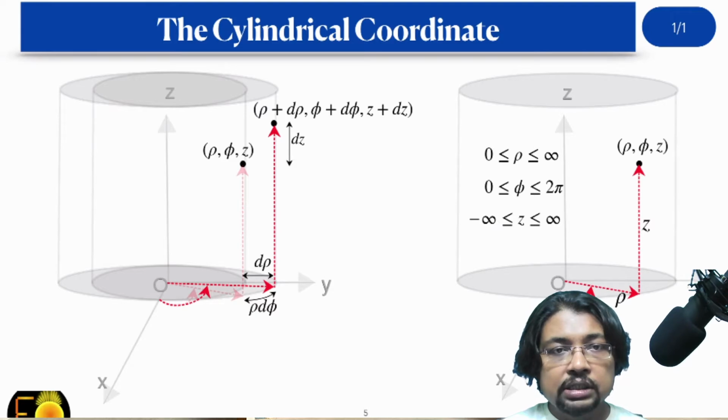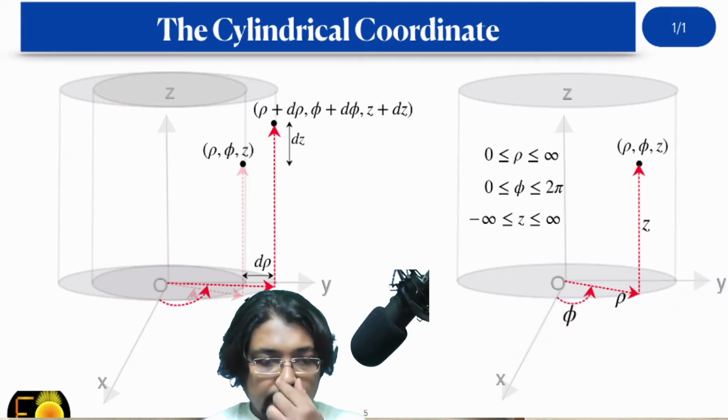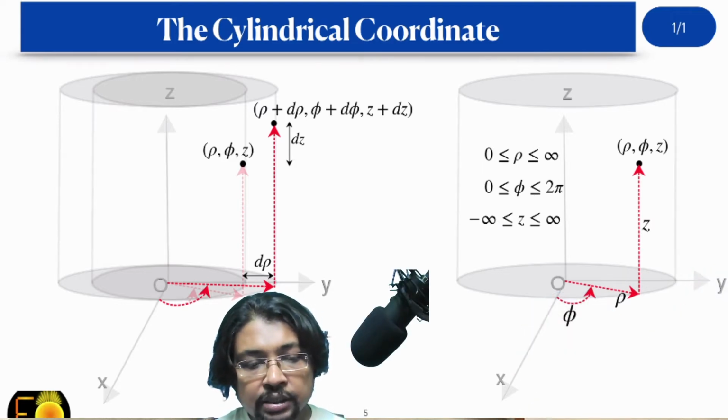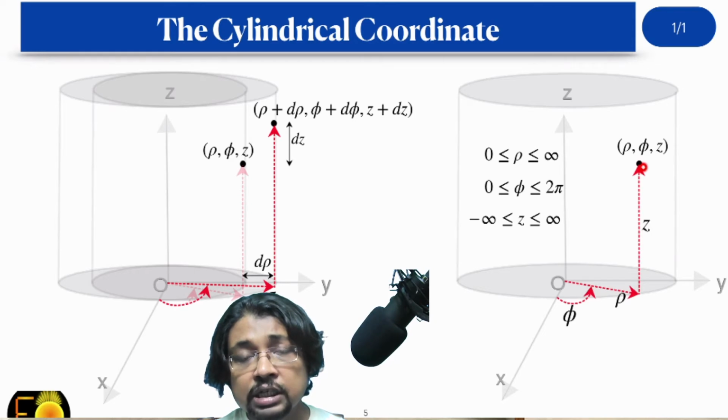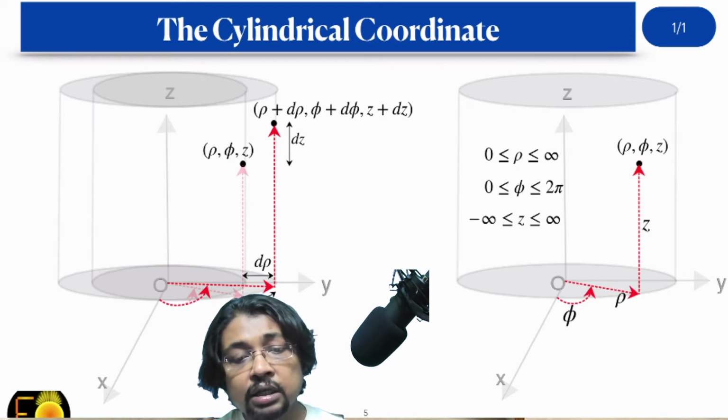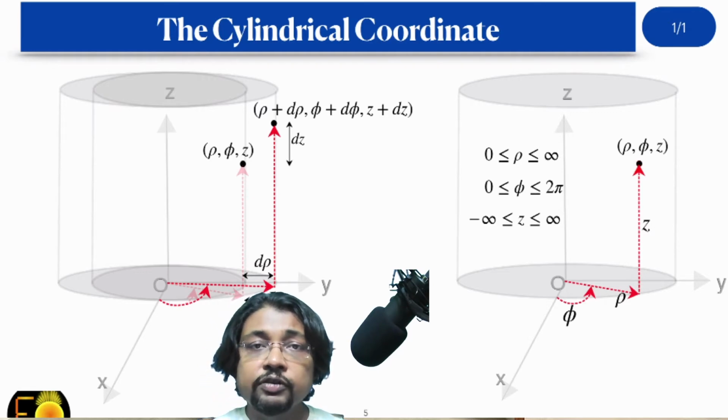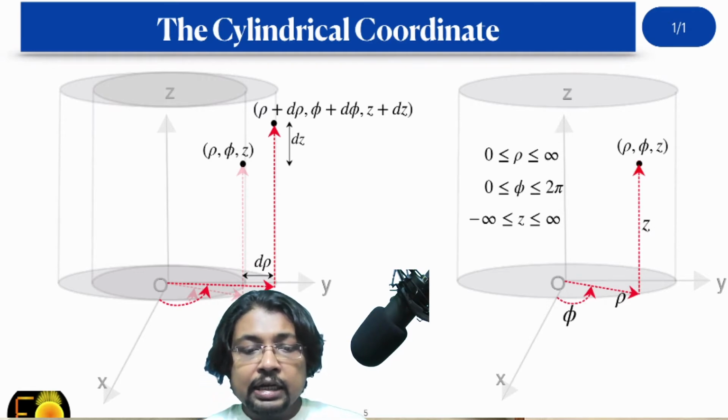Let's see what the cylindrical coordinate system is. As you can see, a cylindrical coordinate system is similar to the Cartesian coordinate system. If I define a point in the cylindrical coordinate system, it means that I'm defining a point over the surface of a cylinder. And this is the origin.